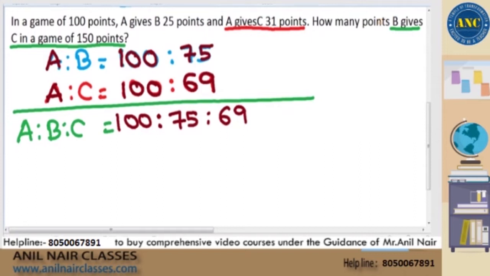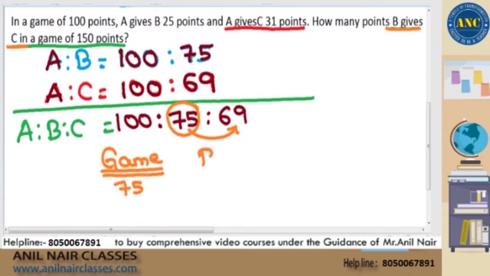That means, how many points does B give to C in a game of 150 points? B is to C is 75 is to 69. The only meaning of this is that it is a game of 75 points. If I am playing a game of 75 points, B gives C 75 minus 69.